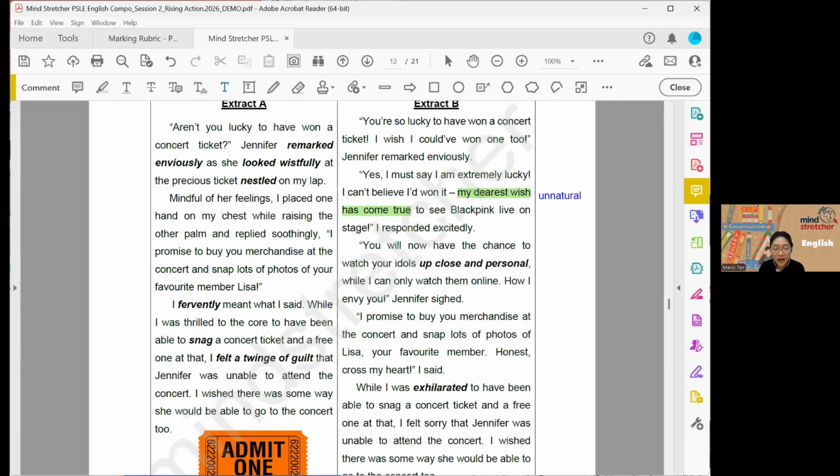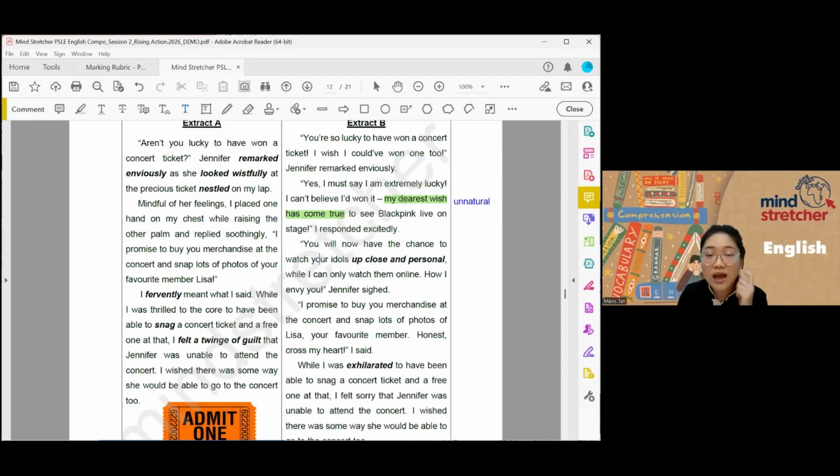So we have spoken words, third paragraph, still spoken words. You will now have the chance to watch idols up close and personal, while I can only watch them online. How I envy you. So we have paragraphs 1, 2, 3, dialogue. And then also, how I envy you is super weird. We don't say that. I don't think anyone has ever said that. We will say, oh, wow, I'm so happy for you. That's about it. How I envy you, not really. Very dramatic, very unnatural.